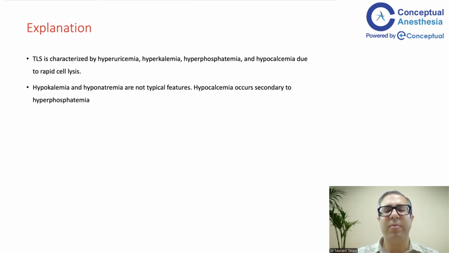So why does this happen? Because of rapid cell lysis. When cell lysis occurs, we know that potassium, phosphate, and uric acid are released. Hypocalcemia occurs secondary to hyperphosphatemia. So that is why hypocalcemia is usually the answer.